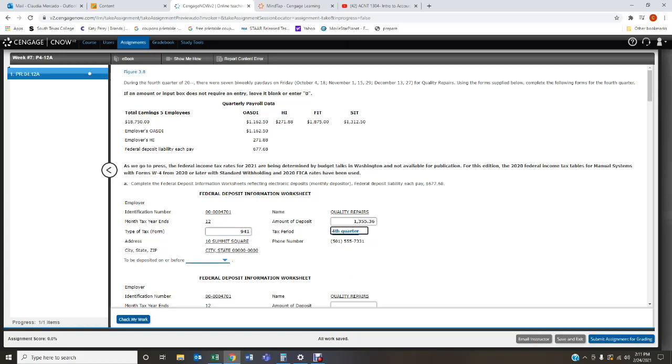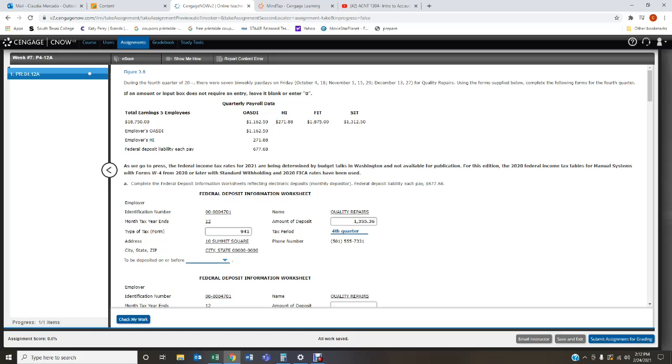Make sure that you read the problem, because some of your problems are going to be the second quarter, the third quarter. So just make sure that you read the information presented in the problem. Okay. Now, they're asking you here. Okay, so that's basically all we have to fill in: the amount of the deposit, the type of tax form, and the tax period. Everything has been filled out for us.